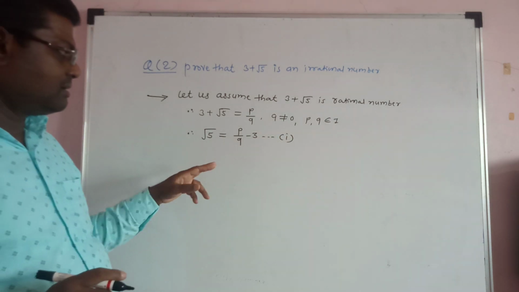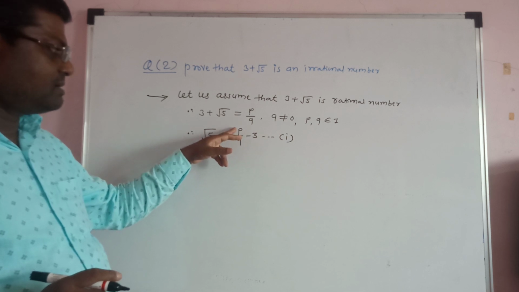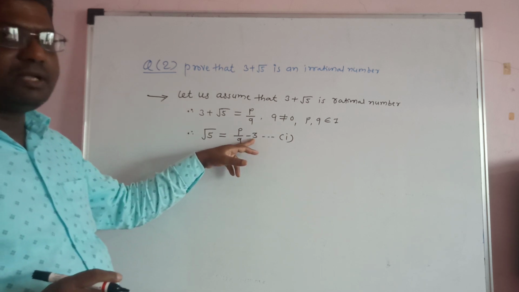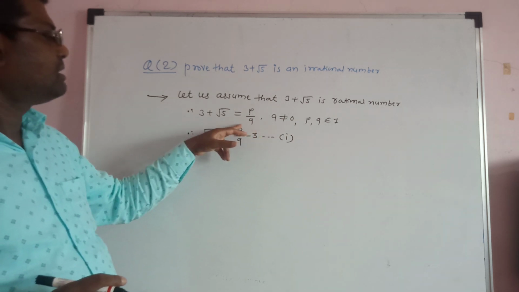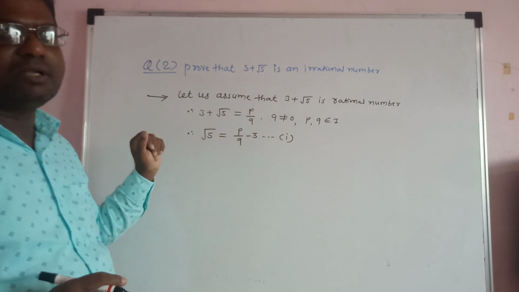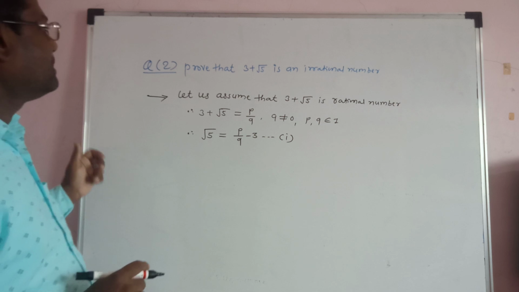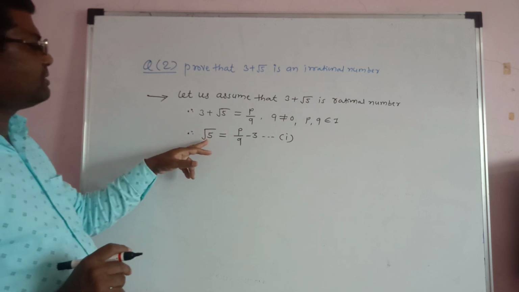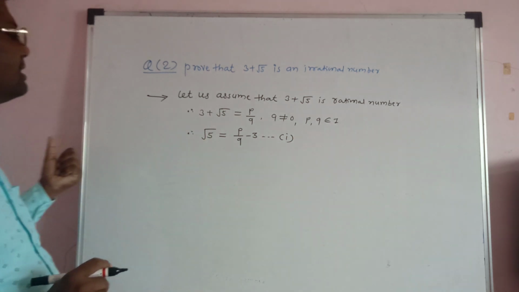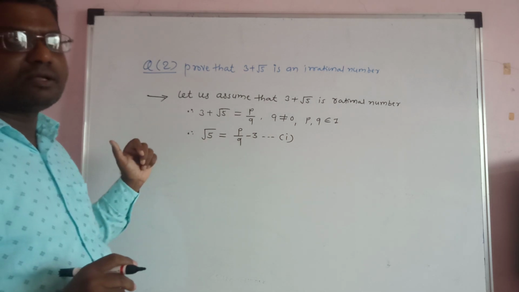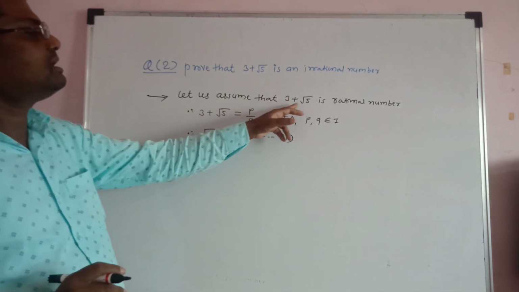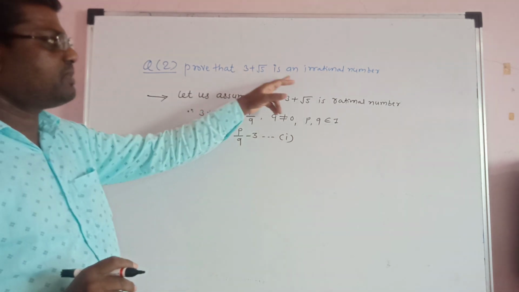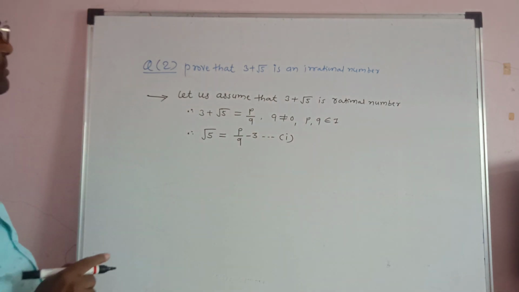Now see this equation. On the right side of this equation, p upon q is a rational number and 3 is also a rational number. Therefore, p upon q minus 3 is also a rational number. So the right side of equation number 1 is a rational number and root 5 is an irrational number. This is a contradiction. Therefore, our assumption that 3 plus root 5 is a rational number is wrong. Therefore, 3 plus root 5 is an irrational number.